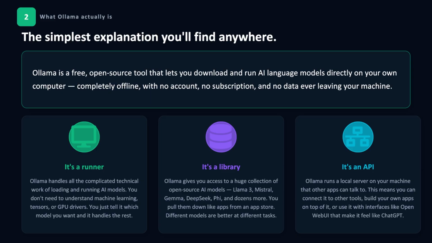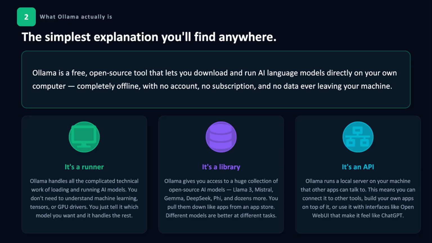AI models are complicated to set up from scratch. Getting them to run on a regular computer without a supercomputer-level GPU used to require significant technical knowledge. You'd have to configure drivers, manage memory allocation, and all sorts of low-level stuff. Ollama handles all of that for you. You just tell it what model you want to run, and it handles every technical detail underneath. You never have to think about any of it.